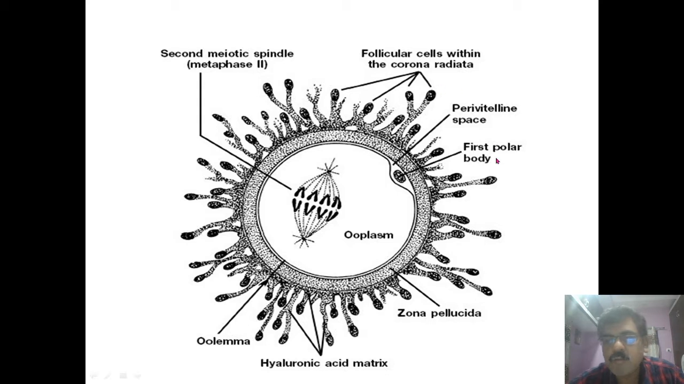This is the structure of the egg or the ova, and here this is the metaphase 2, that is the second meiotic spindle, and this is the ooplasm. This is the first polar body, and it is covered by the vitelline membrane, and next to this there is a zona pellucida, and the outer layer is the follicular cells, that is the corona radiata.